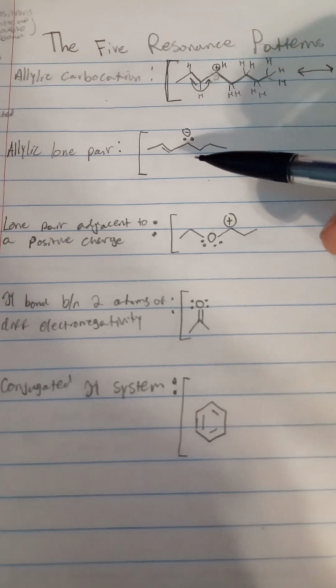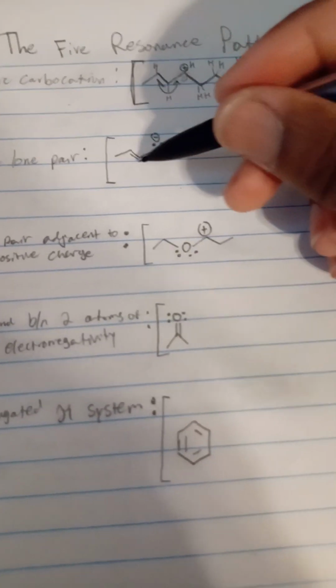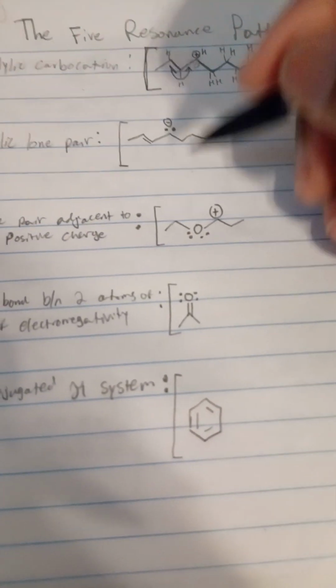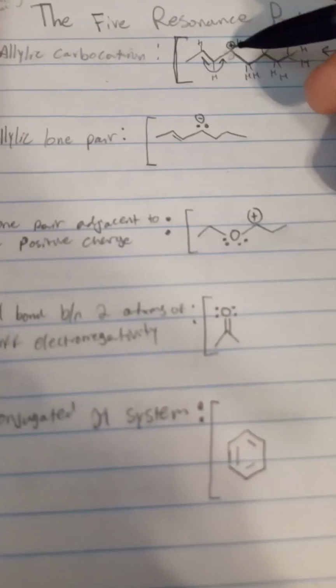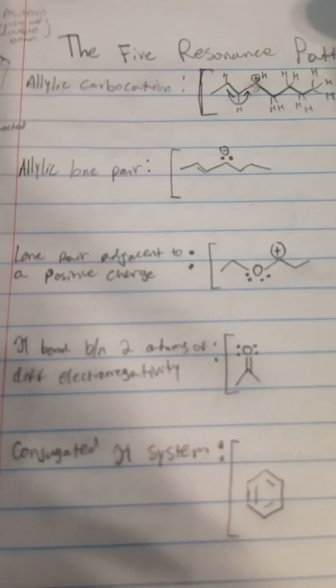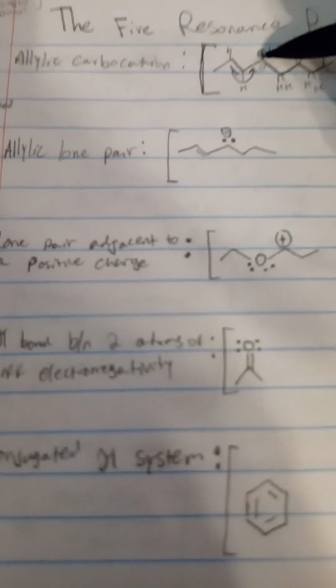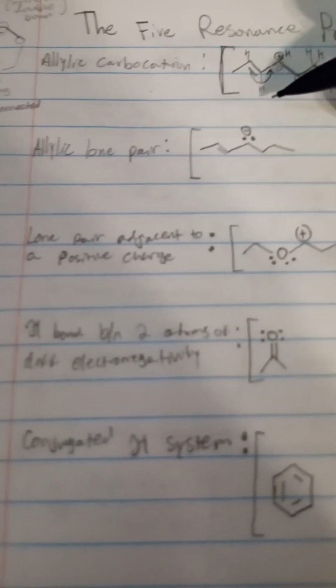So, starting off with the allylic lone pair. Similar to the allylic carbocation, when we're talking about these charges, we're talking still about how many electrons are present. So that positive charge is saying that this carbon is like one electron short. It would get an electron from hydrogen, but because it doesn't have two hydrogens, it's missing an electron.